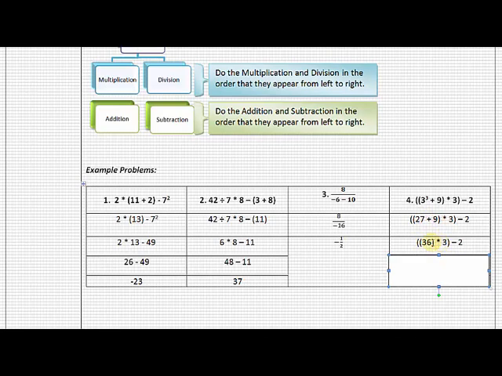So now we can branch out to this full parentheses. We have 36 times 3 minus 2. Take care of this multiplication. We get 36 times 3 is going to be 108 minus 2. 106. So this was just meant to be a brief review of the order of operations.